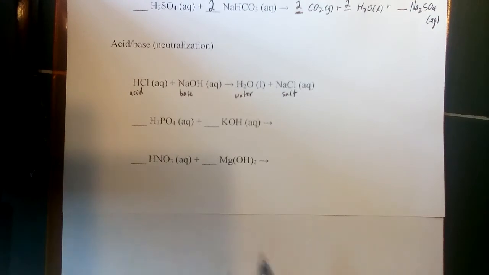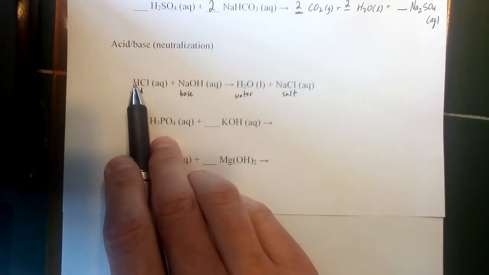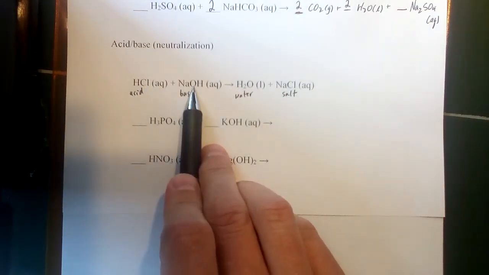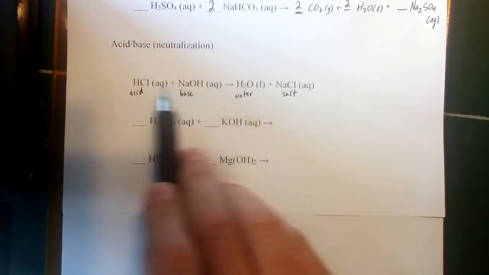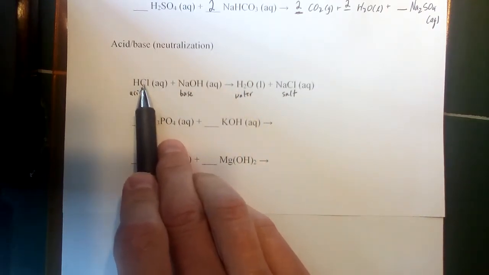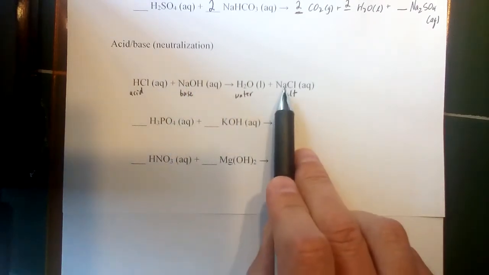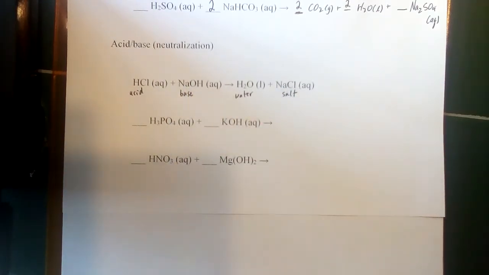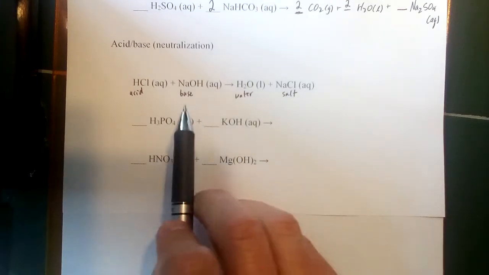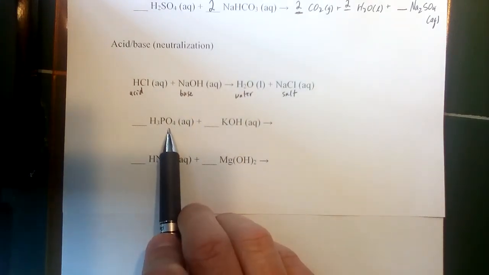Okay, so in this case, we're getting H plus from the acid and OH minus from the base. That's where the water comes from. Acid leaves behind an anion, chloride in this case. Base leaves behind a cation, sodium in this case. So our salt here in this one is sodium chloride. Okay. Now, H3PO4, that's phosphoric acid.